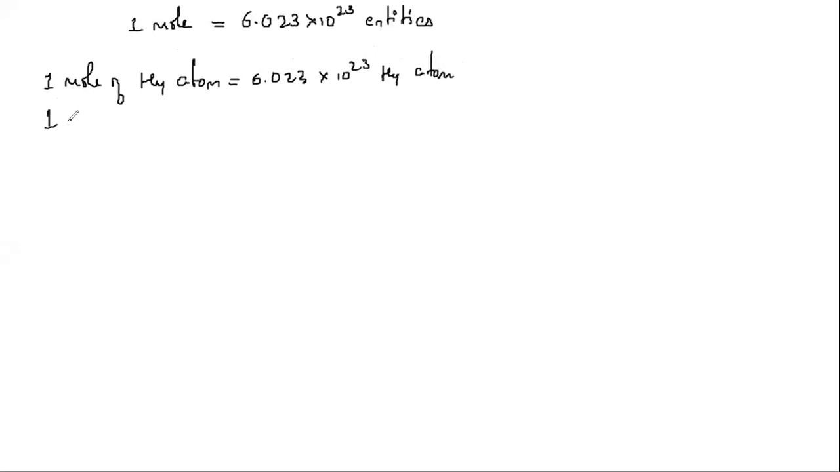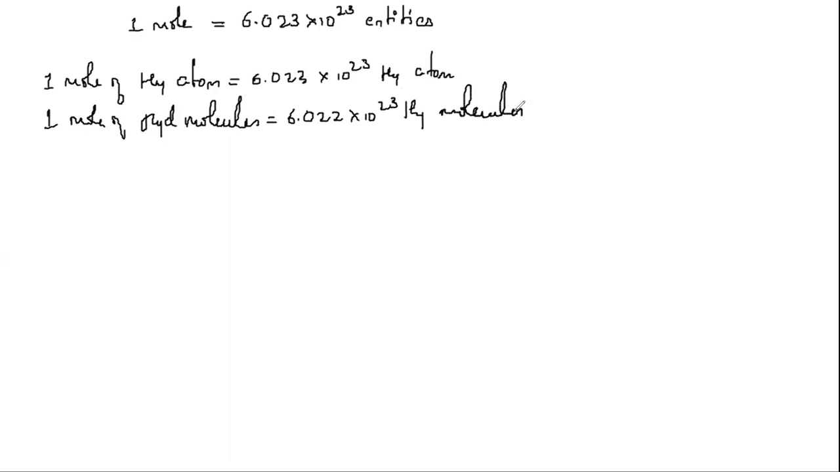If I say 1 mole of hydrogen molecules, it will have 6.022 into 10 raised to 23 hydrogen molecules. Understand? So 1 mole of anything will be equal to this number of entities, and that is Avogadro's number, which is abbreviated as Na.